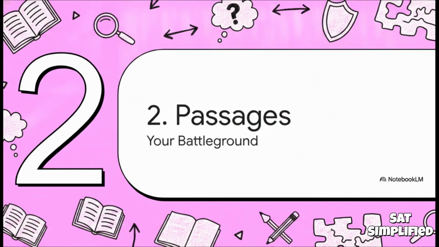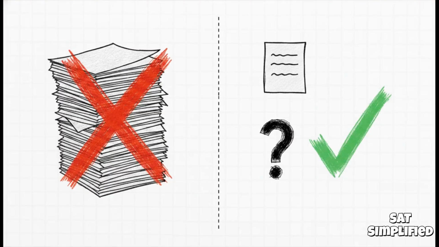Moving on to Section 2, passages, your reading battleground. So, now that we've got the structure down, let's map out what you'll be reading on test day. And I want everyone to take a collective, massive sigh of relief right now. Seriously, gone are the days of those endless, multi-page reading passages that make your eyes completely glaze over. On the digital SAT, almost all the passages are just a single short paragraph. We're talking 50 to 150 words, short and sweet, with just one single question attached to it.